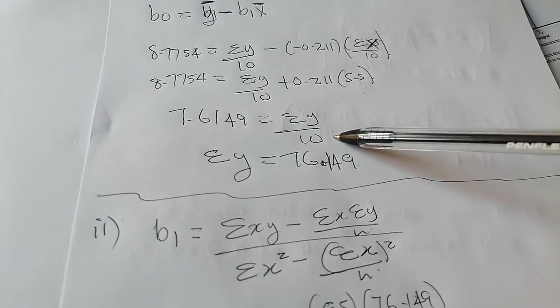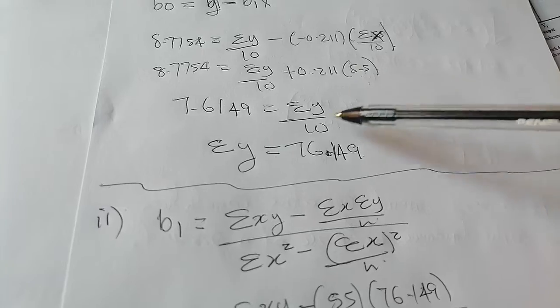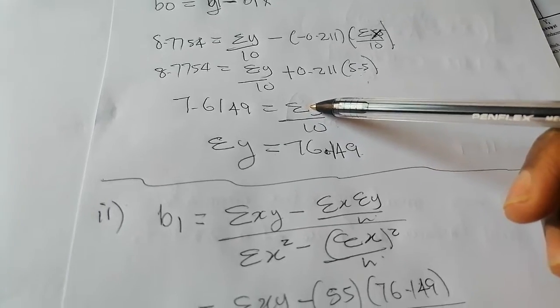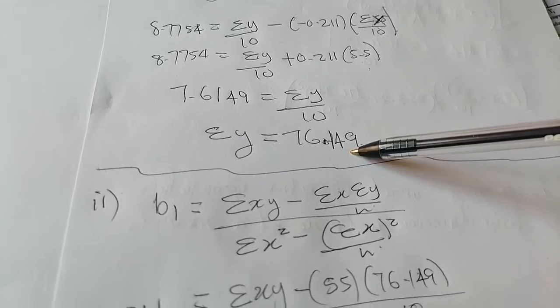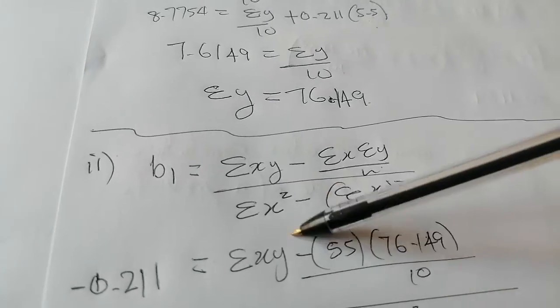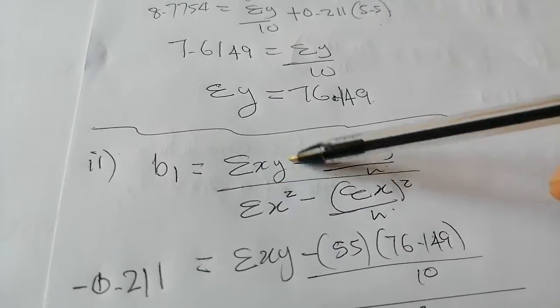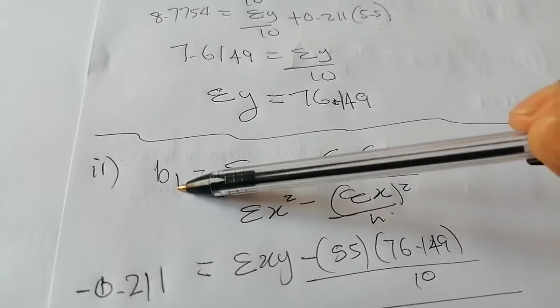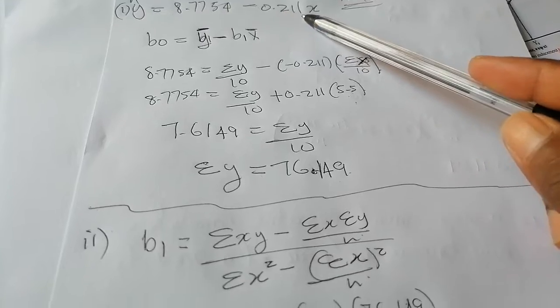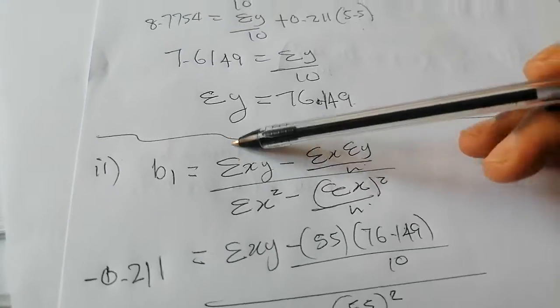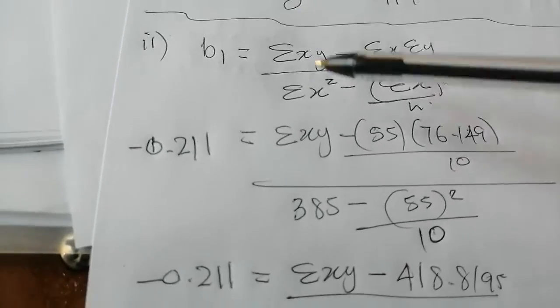So, you're just going to do your algebra. You are solving for the sum of y. If you do well, this is what you should get. The second question requires you to find the sum of xy. But we know that from the equation, b1 is equals negative 0.211. So we are going to take it and substitute it in this equation.